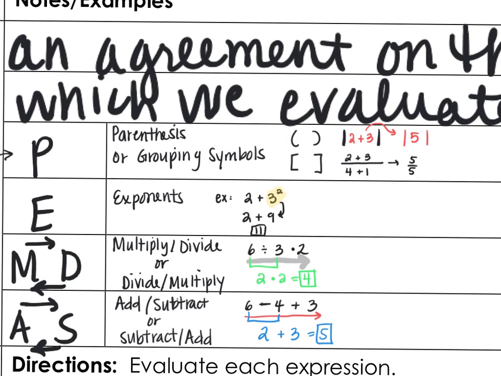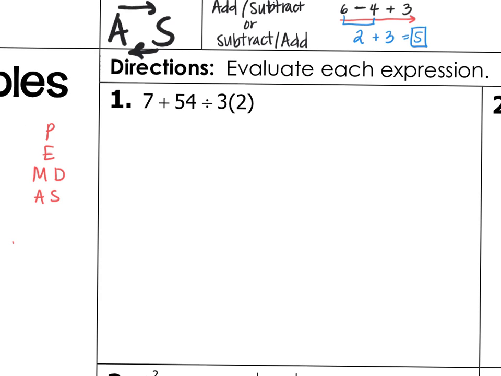Now that we've reviewed and overviewed the order of operations, let's look at some expressions that need to be evaluated. In this first example, we want to start training ourselves to underline pieces of the problem that need to be done first. And tell yourself what operators you have. In this problem, you have addition, division, and multiplication.